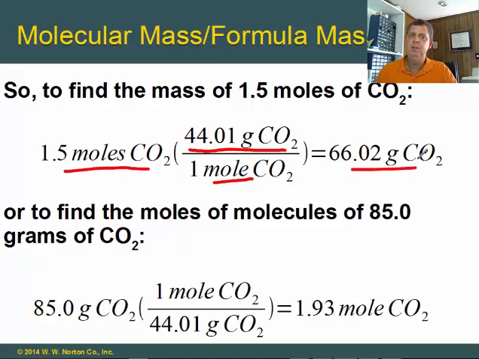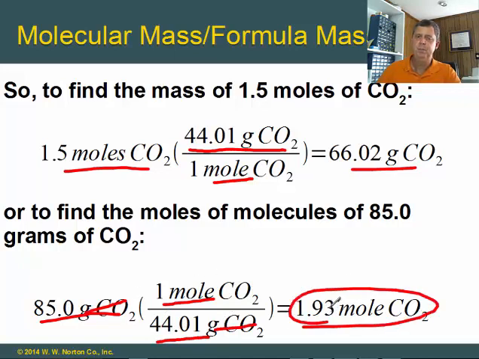We're going the opposite direction to find the moles of molecules in 85 grams of CO2. 85 grams. Now we have 1 mole for every 44.01 grams, so that these will cancel with grams. And you get 1.93 moles of CO2.